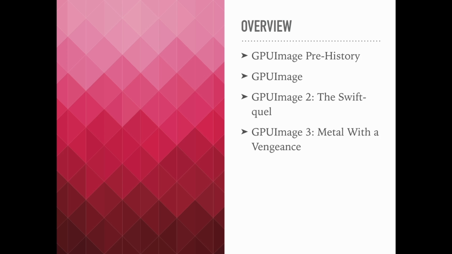The last iteration of GPUImage is GPUImage 3, Metal with a Vengeance. I'll talk about how we needed to create a third version of GPUImage because of changes that Apple implemented at WWDC last year. I'm also going to talk about the future of the framework, how we're going to continue to maintain it, and where we're at right now with GPUImage 3. And then finally, I'll give you some tips for your own open source projects if you want to maintain a project for a long period of time.